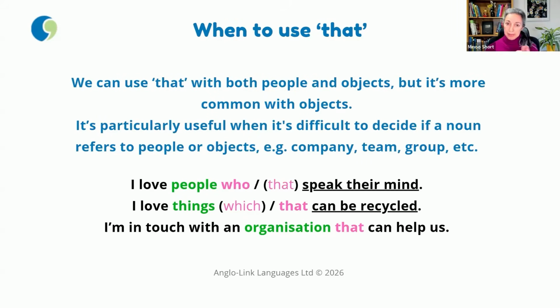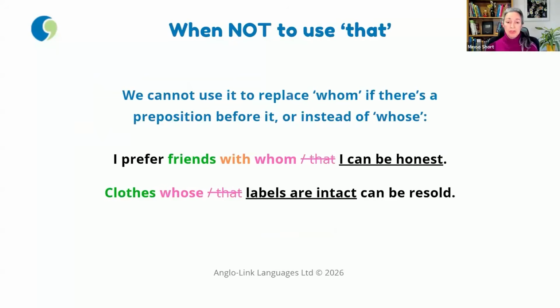Now, there are a couple of cases where we cannot use that, and that is we cannot use that to replace whom if there's a preposition before it, or we cannot use it instead of whose. So if our sentence was, I prefer friends with whom I can be honest, obviously we cannot use that here, or clothes whose labels are intact, we cannot say clothes that labels are intact.